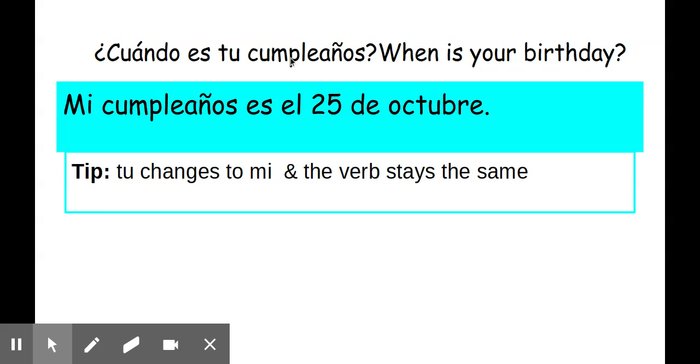¿Cuándo es tu cumpleaños? When is your birthday? Tu is your. And then you change the tu to mi, because you want to say my birthday. Mi cumpleaños es el 25 de octubre. Notice that the verb here does not change. It's still es. And then we put the word el in front of the date, the word of, and then the month.